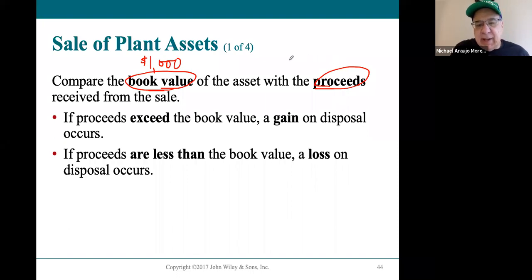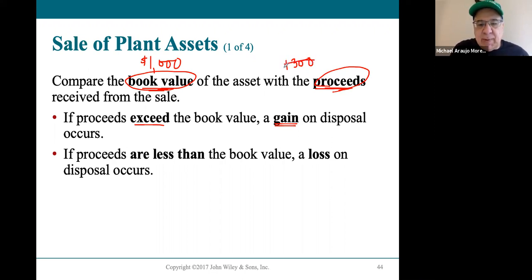Let's say I went ahead and I sold it to Pat, because Pat's a hell of a guy, always wanted a pizza truck, and I sold it for $1,300. So in this case, the proceeds would be the $1,300 that I'm going to collect from selling the truck, compared to the book value of the truck of $1,000. So basically, because my proceeds are higher, right, the proceeds are greater than the book value, I'm going to have to recognize a gain, a $300 gain on that sale of the asset.